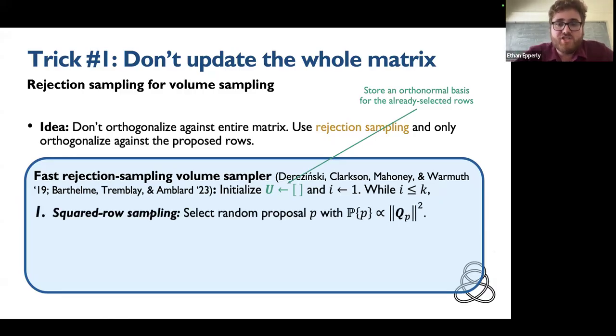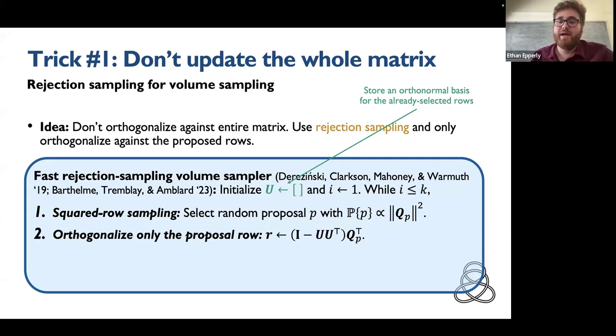We're going to begin by doing squared row norm sampling. We're going to pick a random proposal row with probability proportional to the squared row norms of the matrix Q. And I emphasize in this algorithm, we're not going to update the matrix Q at all. So these are the squared row norms of the original matrix Q.